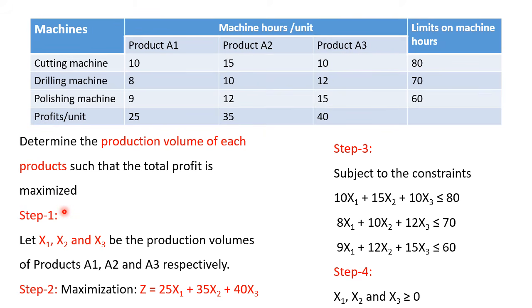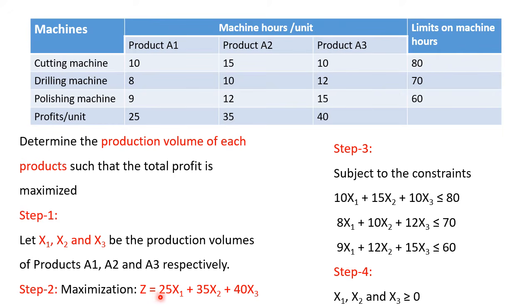So using the previous steps, we have to determine the production volume of A1, A2, and A3 so as to maximize our objective, that is profit maximization, keeping the constraints. Step 1 is to define the decision variables. Let X1, X2, and X3 be the production volumes of products A1, A2, A3 respectively. And step 2 is to state the objective function, that is maximization.